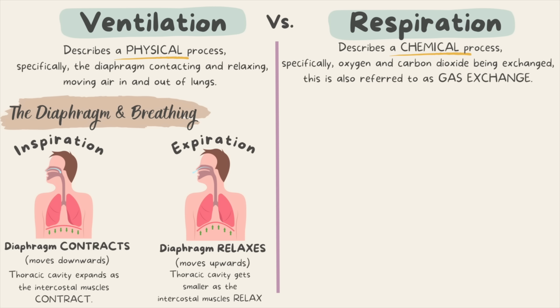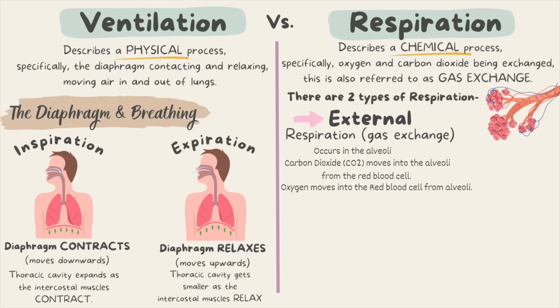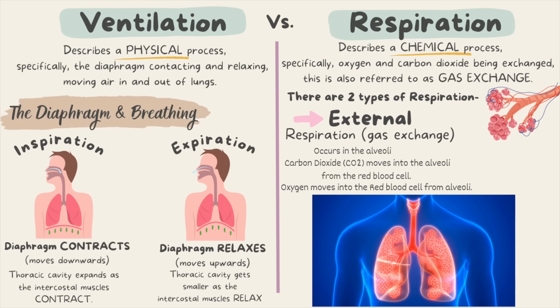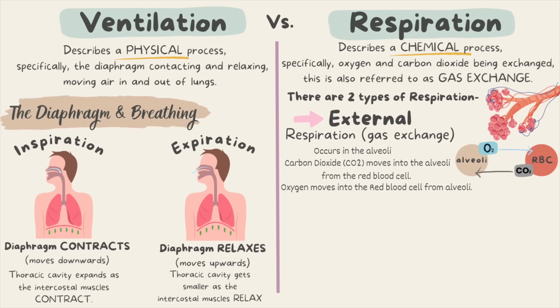Respiration describes a chemical process, specifically oxygen and carbon dioxide being exchanged. This is referred to as gas exchange. There are two types of respiration or gas exchange. External gas exchange, which occurs in the alveoli. Here, carbon dioxide moves into the alveoli from the red blood cell, and oxygen moves from the alveoli into the red blood cell. Essentially, the red blood cell is dropping off waste and picking up oxygen.